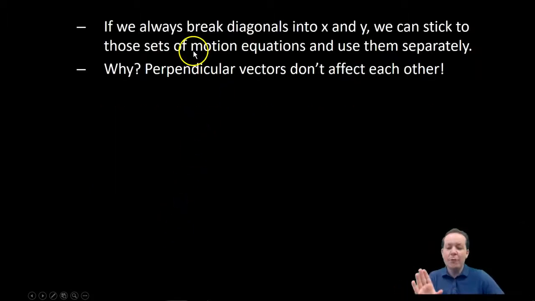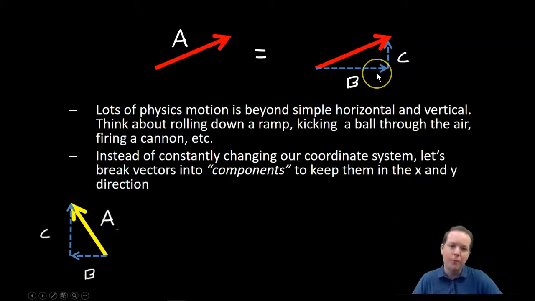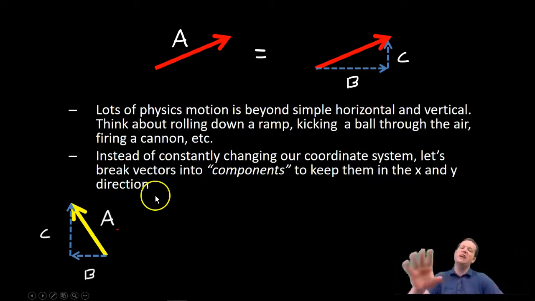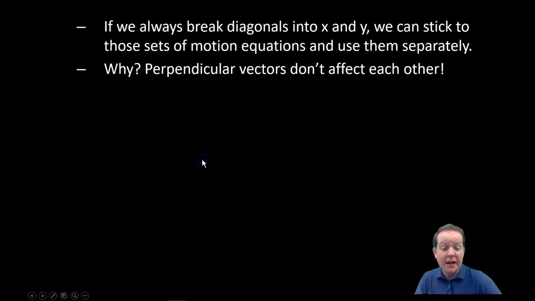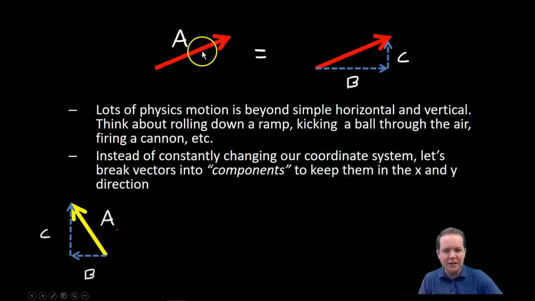Now, if we always break our diagonals into the x and y, we don't have to learn any new sets of equations. We already learned equations for vertical motion and horizontal motion. I don't want to learn a new set of equations for this motion and a new set for that motion. Let's just stick with those two sets. And because we can stick with those two sets, we can use them for any type of direction. But it does mean that we're always going to be looking not at these different diagonals, but at the y and x. They're known as components, those pieces.